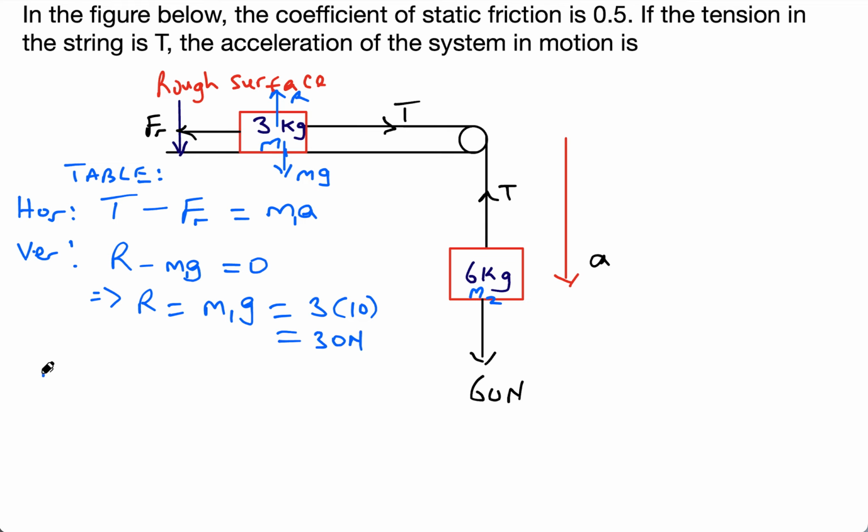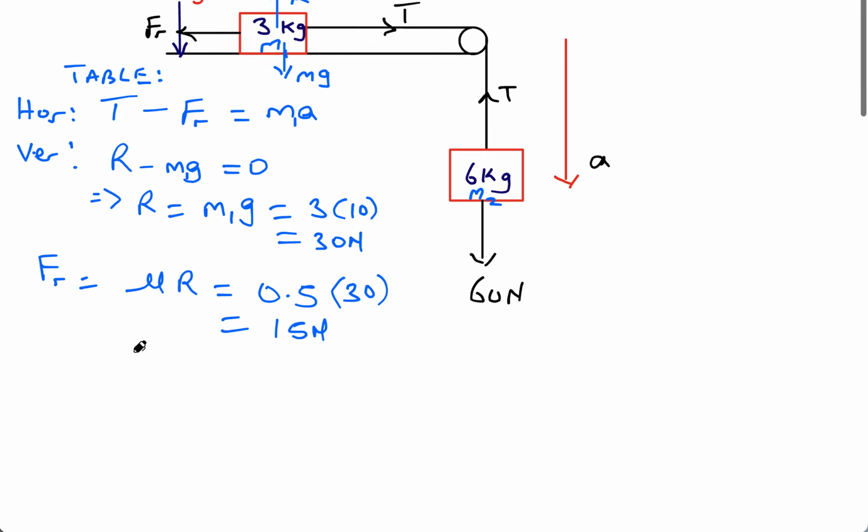Therefore, I can easily get my frictional force, which is the coefficient of friction multiplied by R. Coefficient of friction has been given as 0.5. So 0.5 multiplied by 30 will be 15 newtons. Substituting that, the tension in the string for the table will be represented in this manner. The tension minus 15 equals m1a. m1 is 3. We don't know the acceleration as well. I can say this is equation 1.